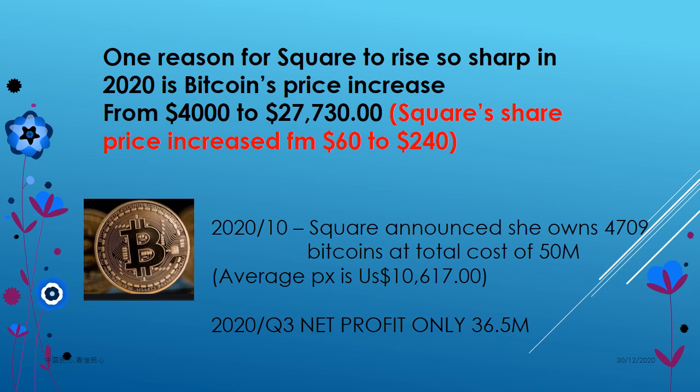But this is not the main reason. The main reason is that in October of 2020, Square announced how many Bitcoins it owns. It owns 4,709 Bitcoins. What is the total cost? It's only 15 million US dollars. That means the average price at which Square owns the Bitcoin is just 10,617. That means it has earned 1.7 times already. And this is Square's asset. We can see the Q3 net profit of Square is only 36.5 million.